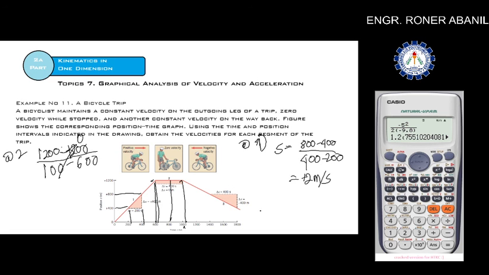Then he goes back to his starting position. In this segment, we get 400 minus 800 over the time 1,800 minus 1,400. The result is negative 1 meter per second. So that's how graphical analysis is done.